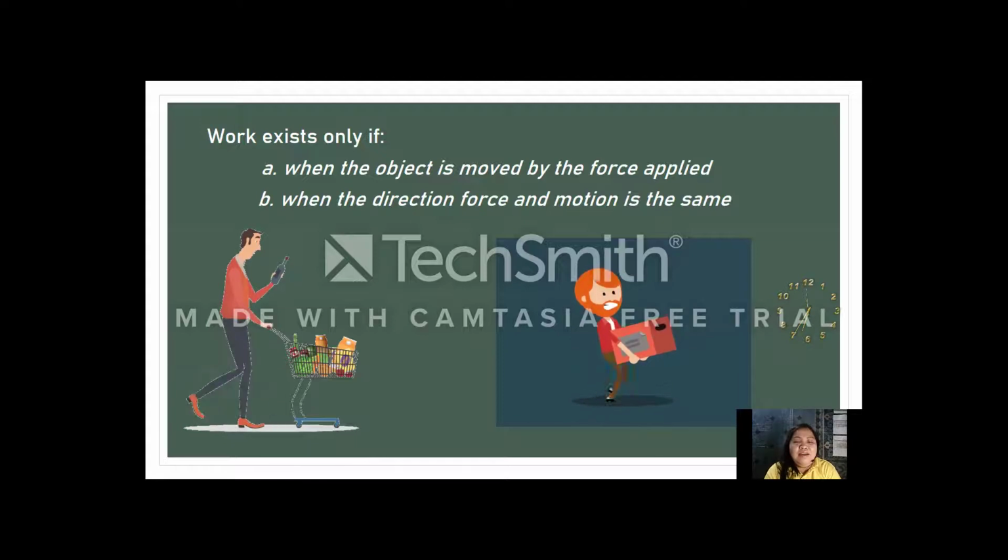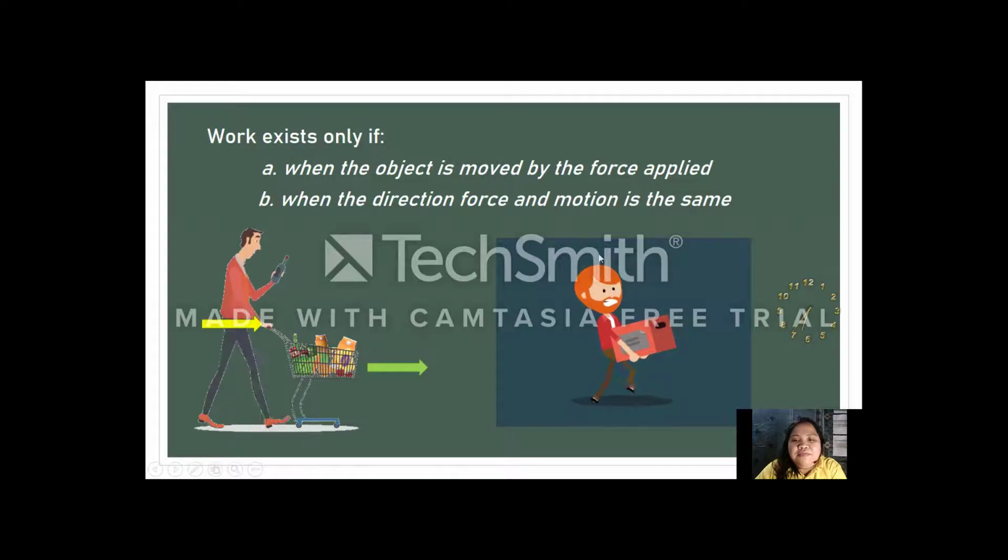Okay, remember, work exists only if the object is moving, and when the direction of that object is the same direction as the force applied. So let us see. So for that person who's pushing the pushcart, the force applied is towards the right. And then the pushcart is also moving towards the right. Hence, we can say that for the person pushing the pushcart, there is work.